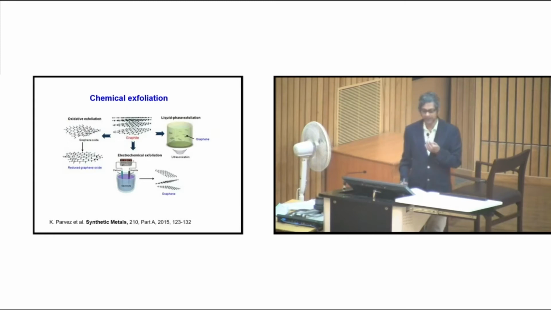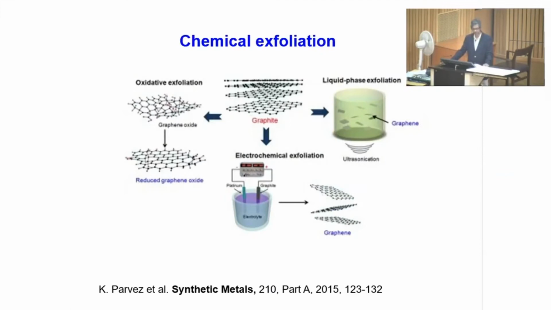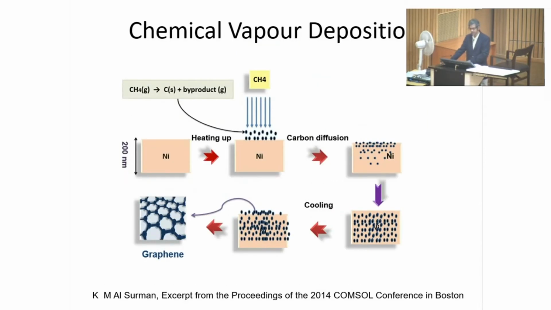You can also use chemical exfoliation: oxidative exfoliation, electrochemical exfoliation, or liquid phase exfoliation. There are 3 different techniques possible. Oxidative exfoliation basically uses oxidation of graphite, and it can exfoliate and produce different layers of graphite oxide, and then you can reduce this graphite oxide to graphene oxide, or what you call reduced graphene oxide, or RGO. You can also produce it using electrochemical exfoliation simply by discharging between 2 electrodes. You can also produce graphene by liquid phase exfoliation. So, there are many ways you can do that.